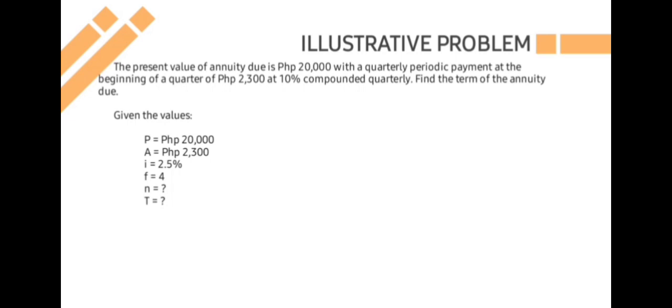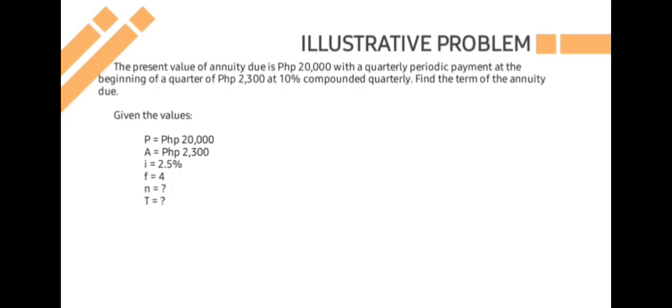So given the present value, which is the 20,000 pesos, the periodic payment, which is 2,300 pesos, and the interest rate, 10%, so magiging 2.5 siya, 2.5%. And the frequency of conversion, which is compounded quarterly, is 4. Then hahanapin natin is yung N pati yung T. The number of compounding periods and the term of the annuity due. So, kailangan muna natin makuha yung N.